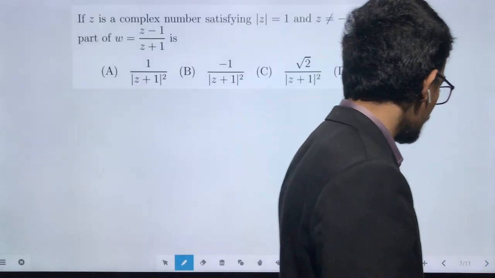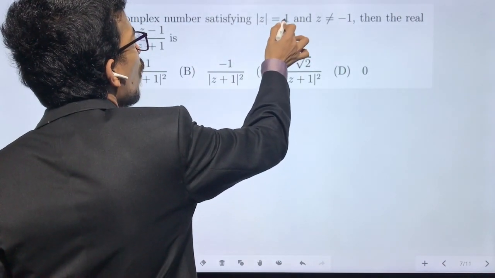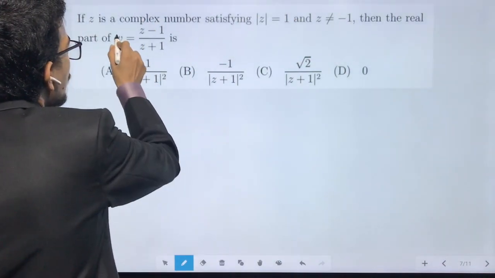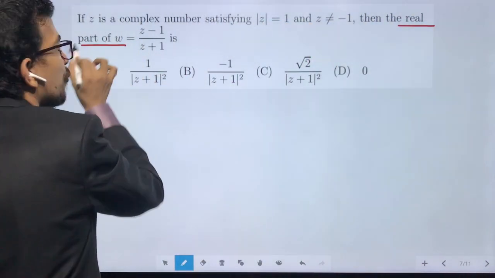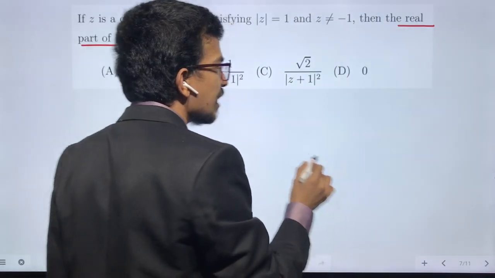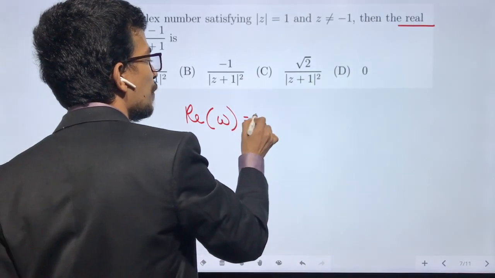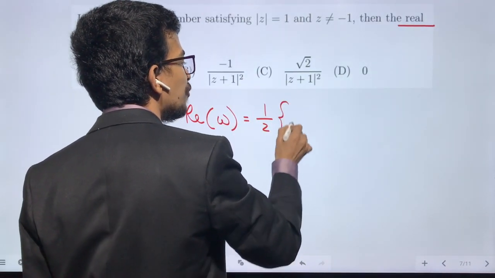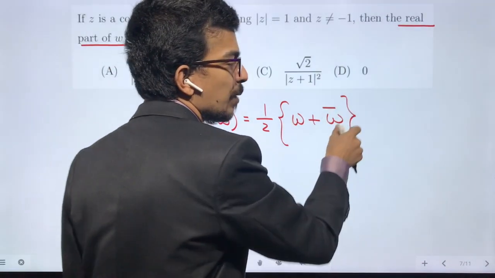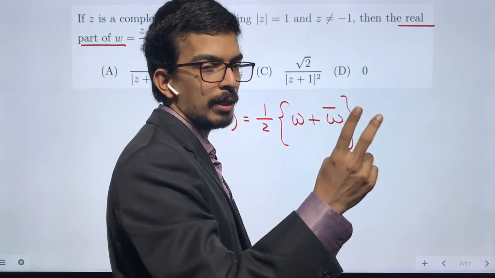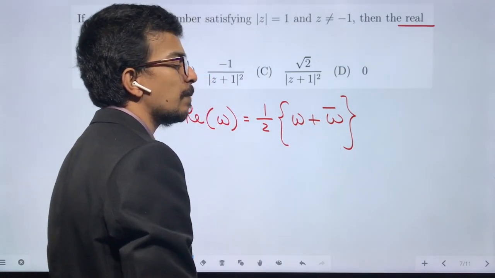Now let's move on to the next way. Okay, now look at this. We have mod z is equal to 1 and w is equal to (z minus 1) by (z plus 1). What we need is real part of omega. So there is a standard definition for real part of omega in terms of omega and omega conjugate. It is half of omega plus omega conjugate, because omega plus omega conjugate is going to give you 2 times real part of omega. A complex number plus its conjugate is 2 times real part of the complex number. So half of omega plus omega conjugate.